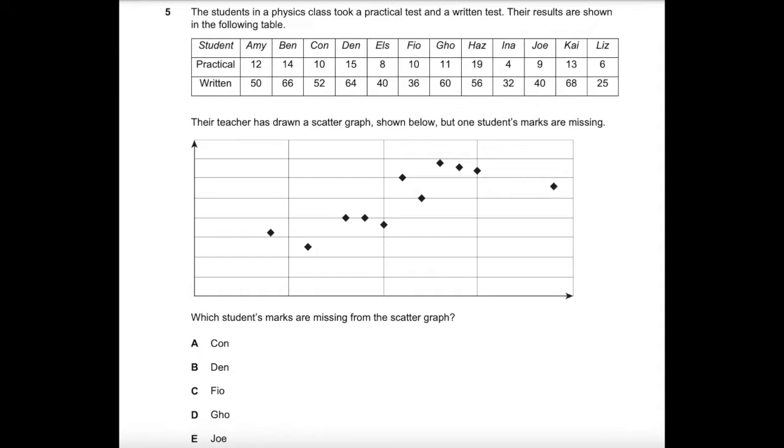Den equals second point from the right. Fio equals fifth point from the left. Go equals sixth point from the left. Joe equals fourth point from the left. Therefore, option A is correct.